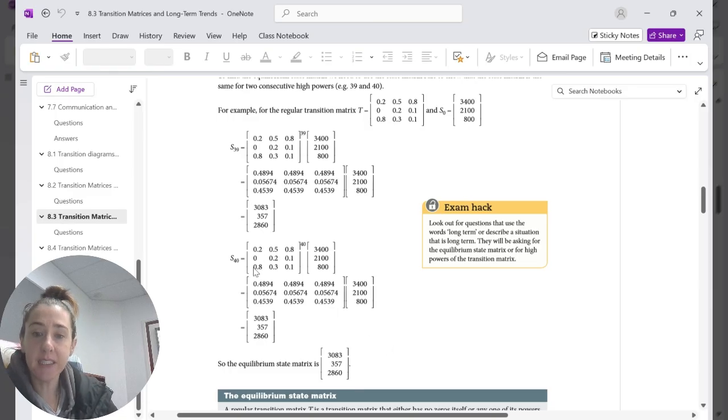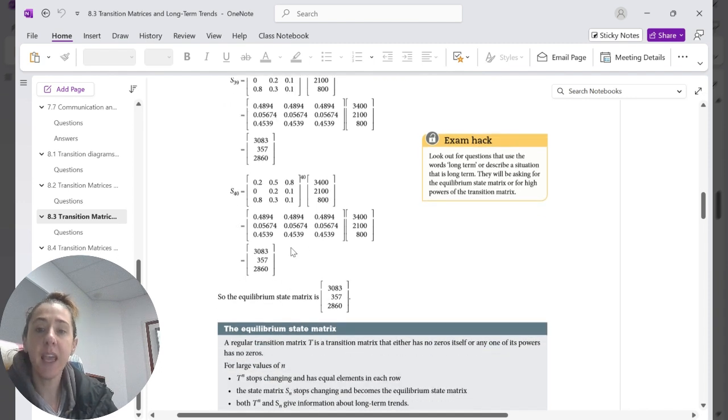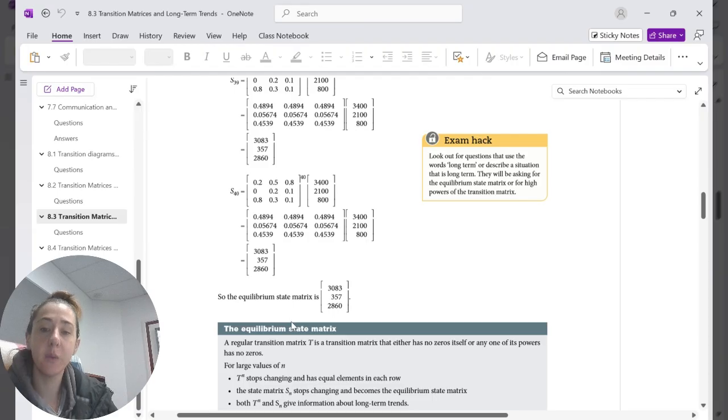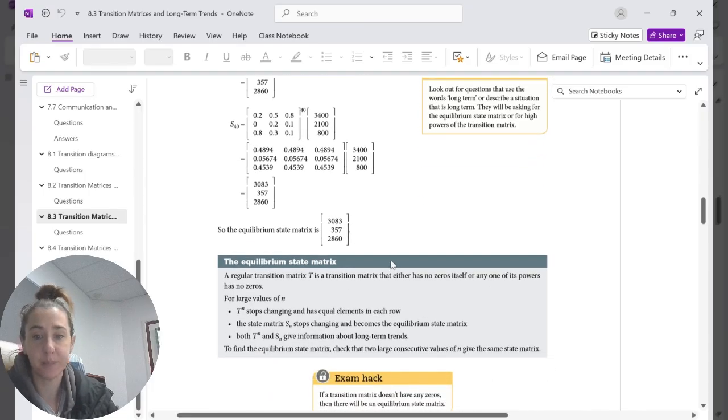Here, to jump ahead a little bit, we were looking for after 40 iterations. We raised our transition matrix to the value of 40, multiplied it by our initial state, and can you see that we've ended up with two matrices that are the same? Our equilibrium state matrix is actually the value that we get. It's not when it occurred. When we're looking for the actual equilibrium state matrix, it is the solution that we get.